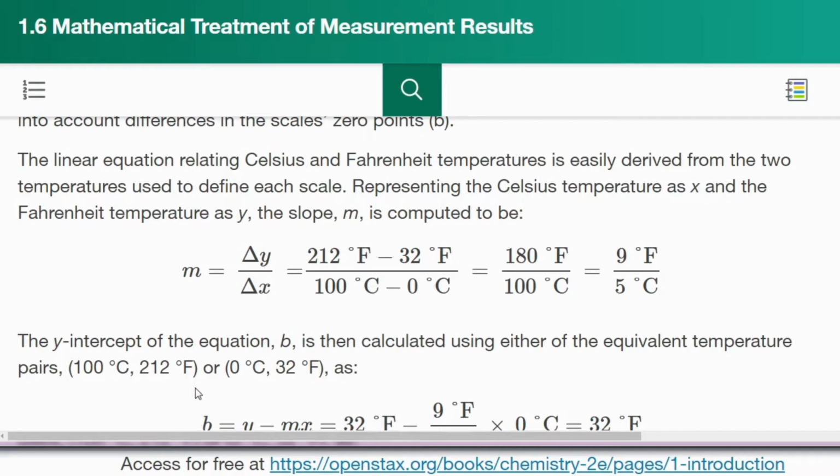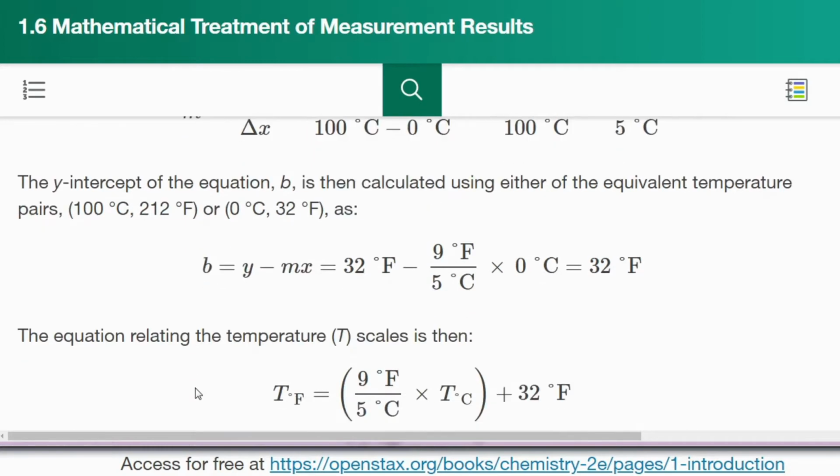The y-intercept of the equation, b, is then calculated using either of the equivalent temperature pairs, 100 degrees Celsius, 212 degrees Fahrenheit, or 0 degrees Celsius, 32 degrees Fahrenheit. And now just look at this equation here. b equals y minus mx equals 32 degrees Fahrenheit minus 9 degrees Fahrenheit divided by 5 degrees Celsius times 0 degrees Celsius equals 32 degrees Fahrenheit. Now, I'm going to pause here.